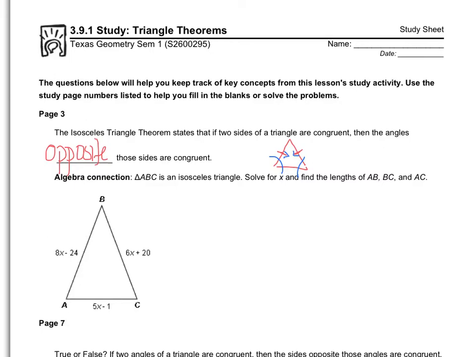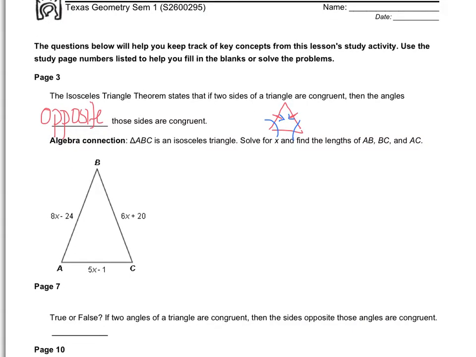So if I know that this triangle is an isosceles triangle, that means this side and this side are the same. So that tells me again that this angle and this angle are the same. And that's always going to be true. So if it's isosceles, it tells me to solve for x and find the lengths of AB, BC, and AC.